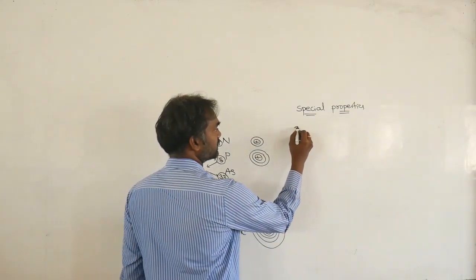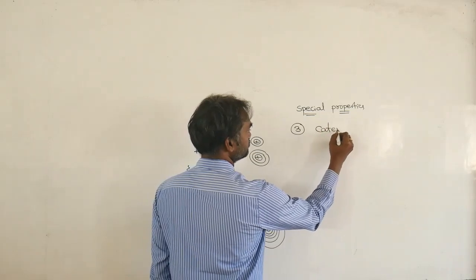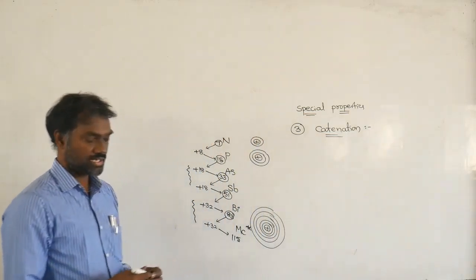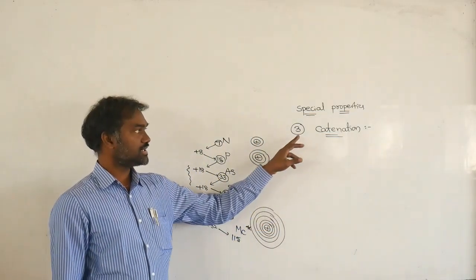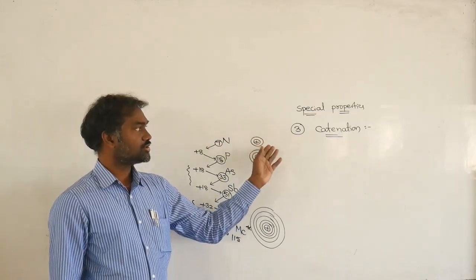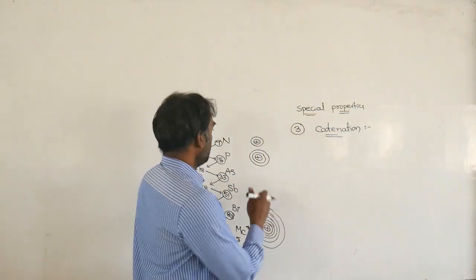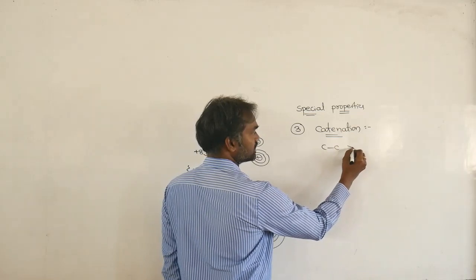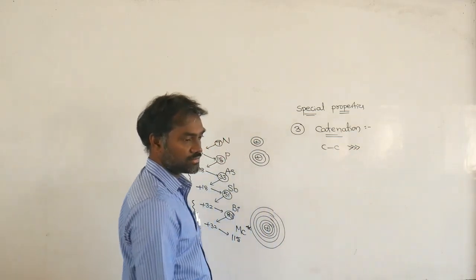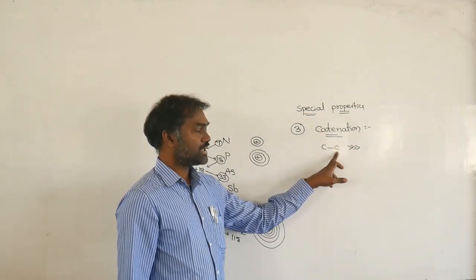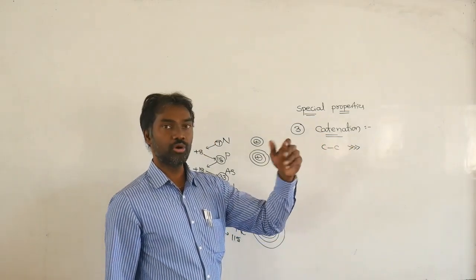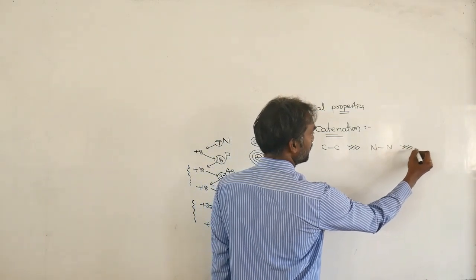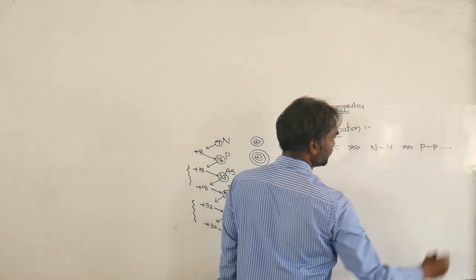Third, catenation. This catenation concept already started from the 14th group, carbon. Carbon is the first element showing catenation. What is the meaning of catenation? The element combines with the same element and continuously forms more and more bonds. Here nitrogen has more catenation than phosphorus.